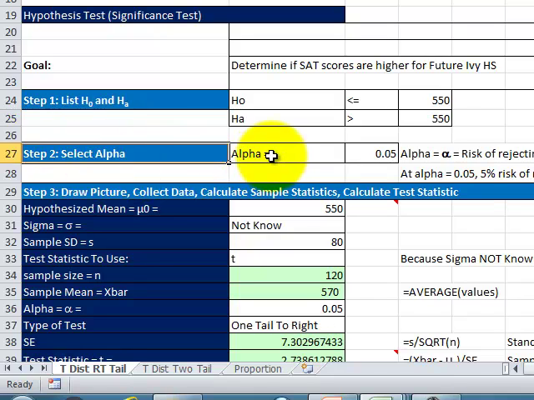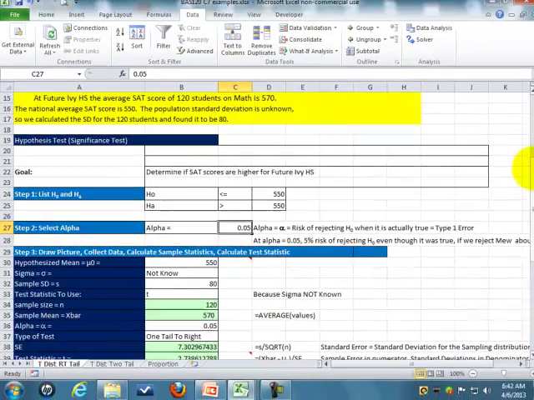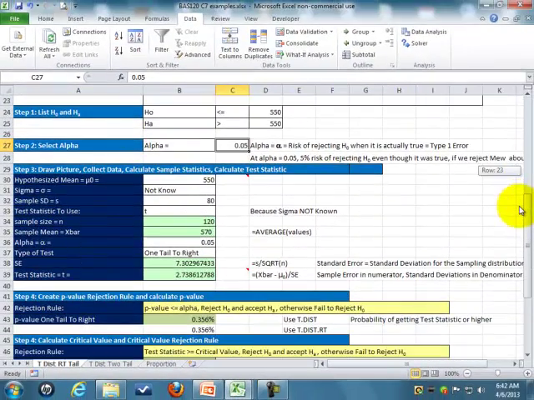Second step, if we're using the critical values, is to assume an alpha. Remember, 0.05 would be a 95% confidence level because it's 1 minus the alpha. If we wanted to make the constraints tighter, we could put 0.01 in there. In this Excel spreadsheet, you can put in whatever numbers you want.